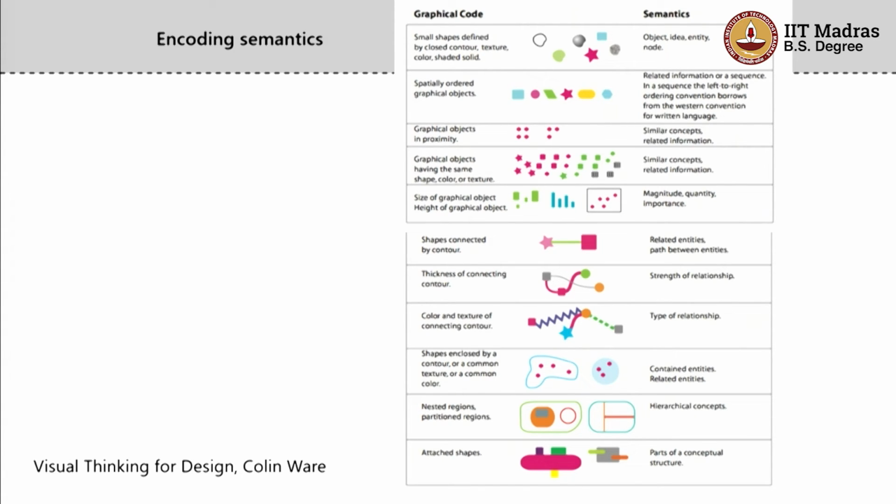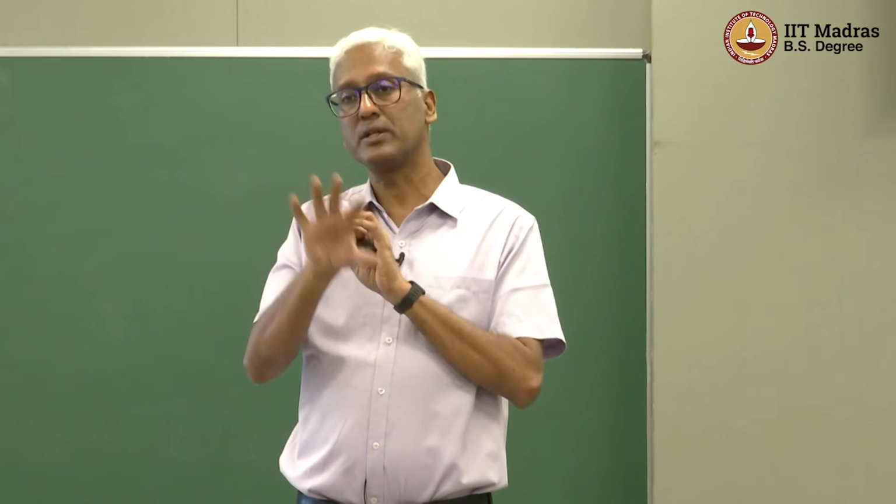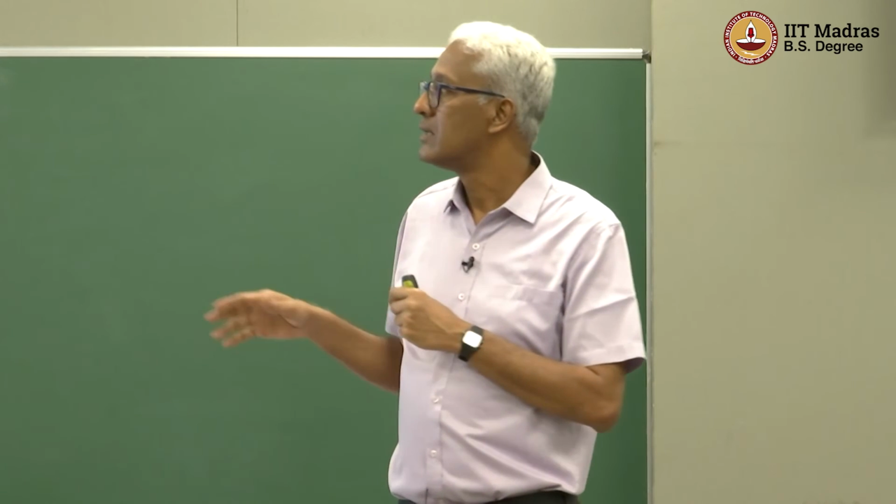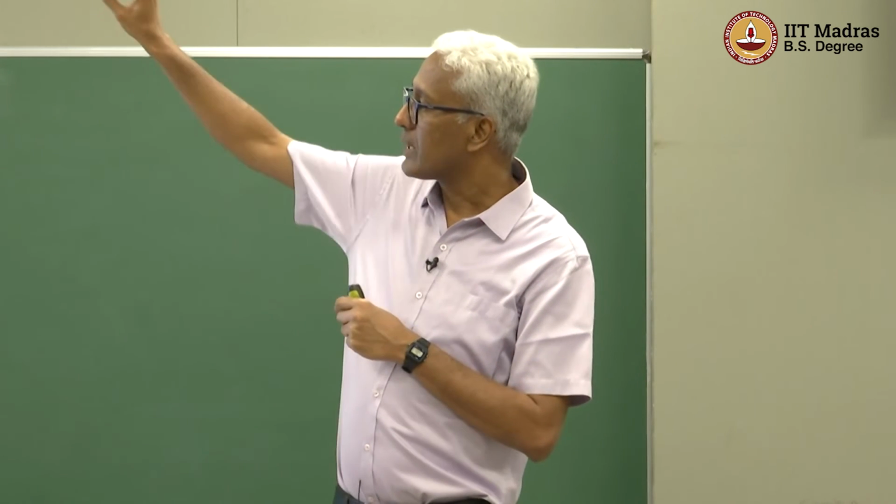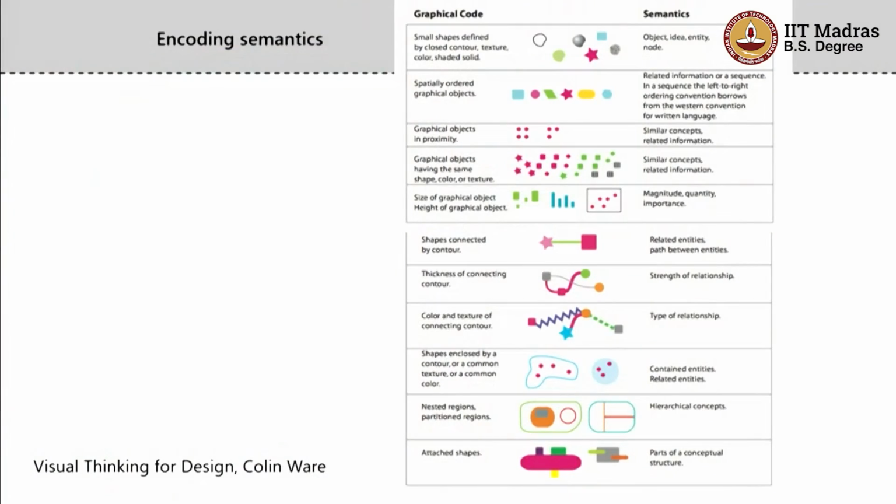In a sequence, the left to right ordering convention borrows from the Western convention of written language. So again, this is all convention. If you want to break it, you have to be careful and know that you are breaking these conventions. When it is ordered like this rather than thrown around, we perceive that there is an order, and we will always see it from left to right because we come from the Western reading tradition.